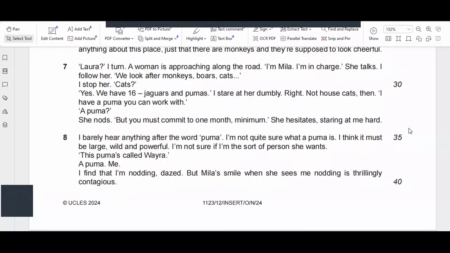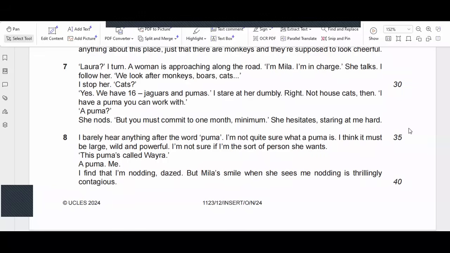I barely hear anything after the word puma. I'm not quite sure what a puma is. I think it must be large, wild, and powerful. I'm not sure if I am the sort of person she wants. This puma is called Vira. A puma? Me? I find that I'm nodding, dazed, but Mila's smile when she sees me nodding is intriguingly contagious.